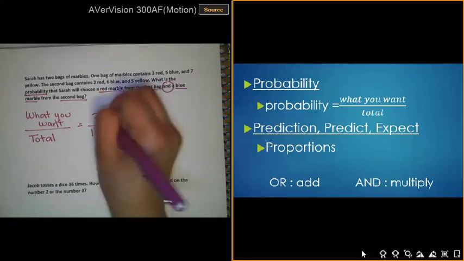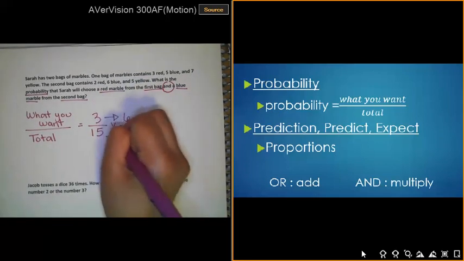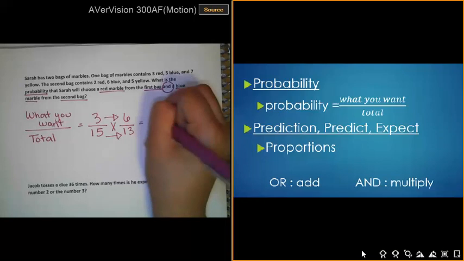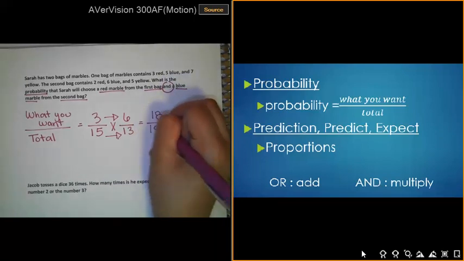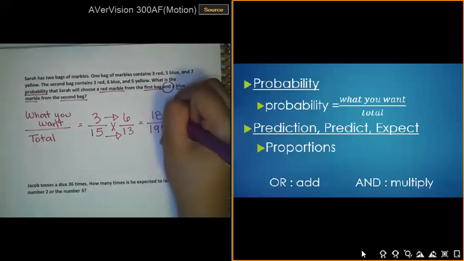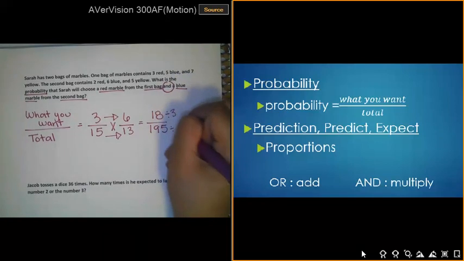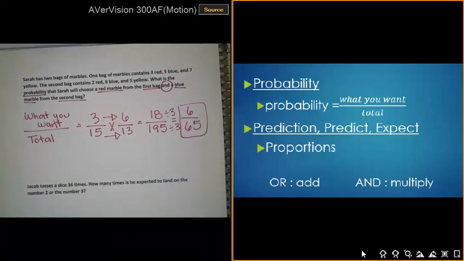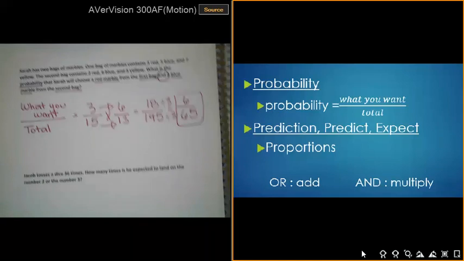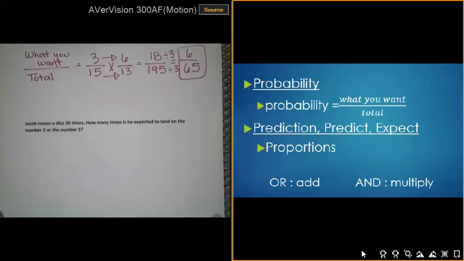You multiply across. 3 times 6 is 18, and 15 times 13 is 195. If you divide by 3, you will get 6 out of 65. And this is my probability of getting a red marble from the first bag and a blue marble from the second bag.